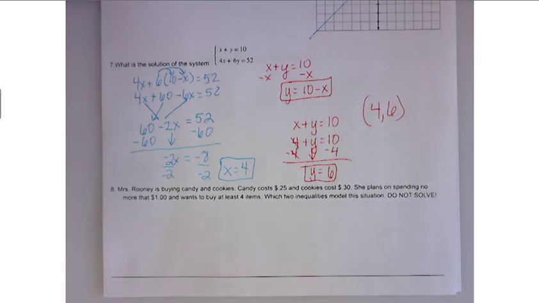Number 8. In a move that shocks no one, Miss Rooney is buying candies and cookies. Candy costs $0.25 and cookies cost $0.30. She plans on spending no more than $1 and wants to buy at least 4 items. Which two inequalities model this situation? Do not solve. Mrs. Pennington doesn't want us to score or solve it. She just wants us to write the equation.